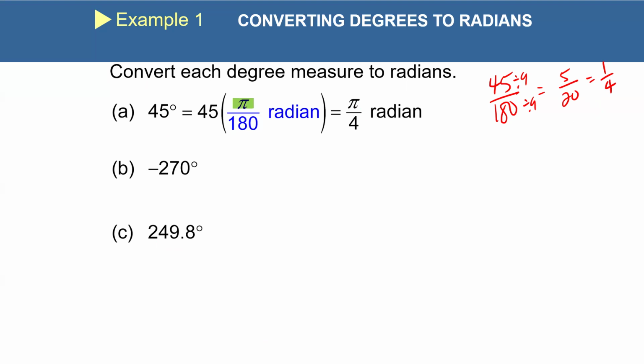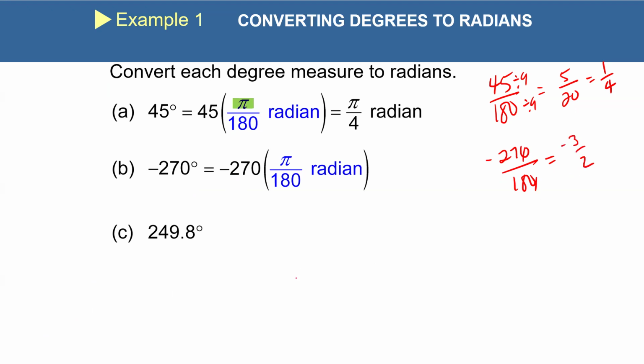Does that make sense? All right, 270. So now we're on to 270. Again, we're going D to R. So we're going to multiply by pi over 180. So you're asking yourself, what is 270 over 180? Those cancel out. And what do we get? 3 over 2. So therefore, your radian value is going to be 3 pi over 2.